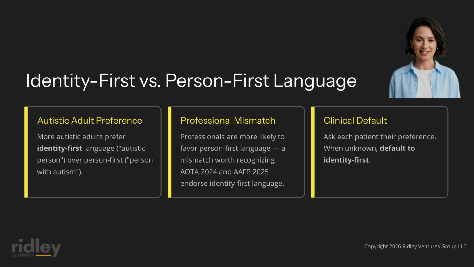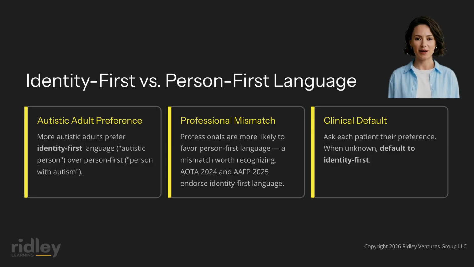Several professional organizations have weighed in. The American Occupational Therapy Association's 2024 practice guidelines for autistic people across the lifespan explicitly endorse identity-first language. American Family Physician noted in its 2025 primary care review that clinicians are less likely than autistic people themselves to use identity-first terminology and recommended aligning language with patient preference.